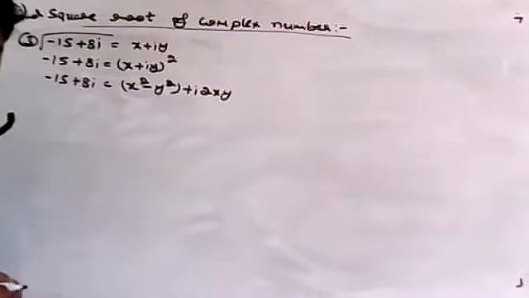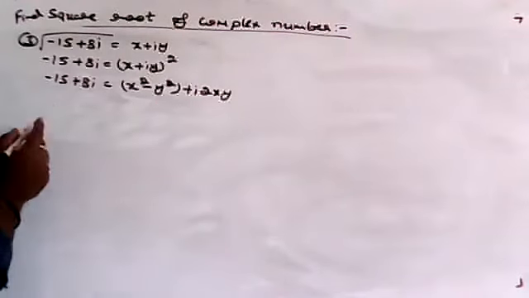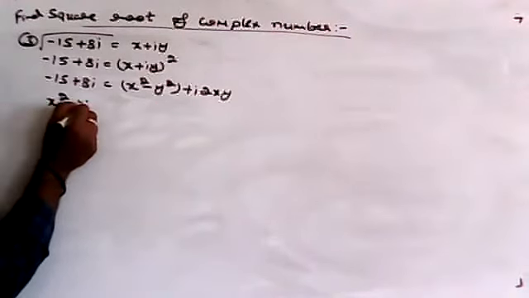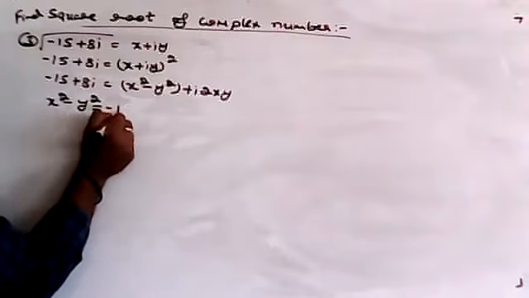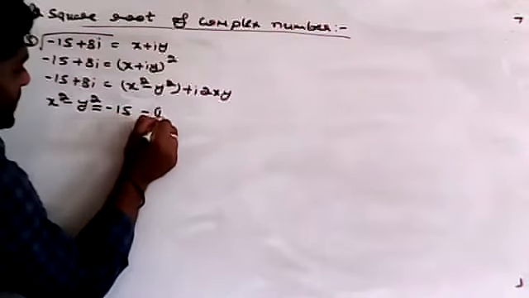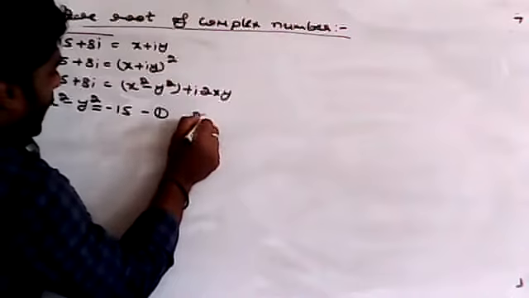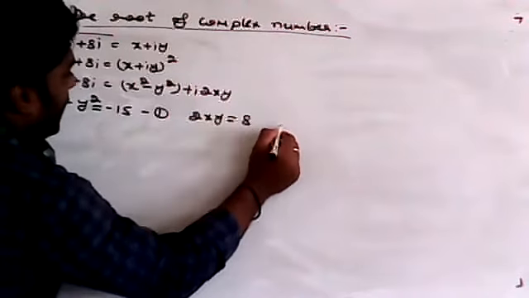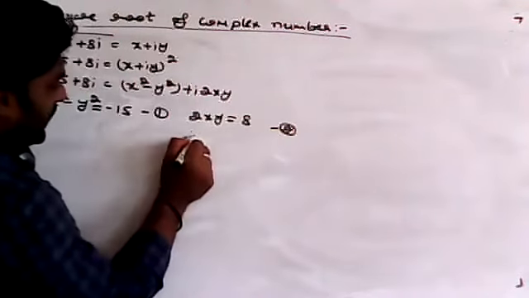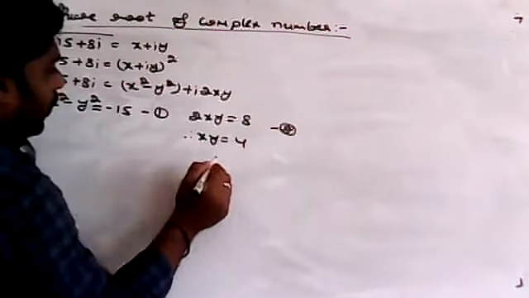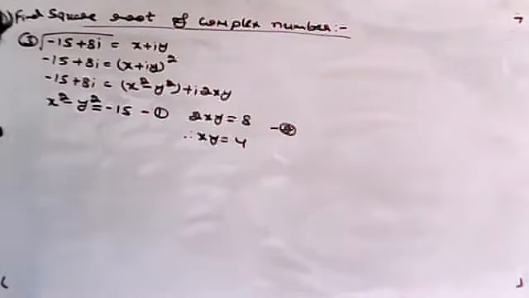Now we have to compare the real and the imaginary part. The real part is x square minus y square is minus 15. That is equation 1. And 2xy is equal to 8, that I'll take as equation 2. Or else we can write xy equal to 4 also. Correct? Okay.